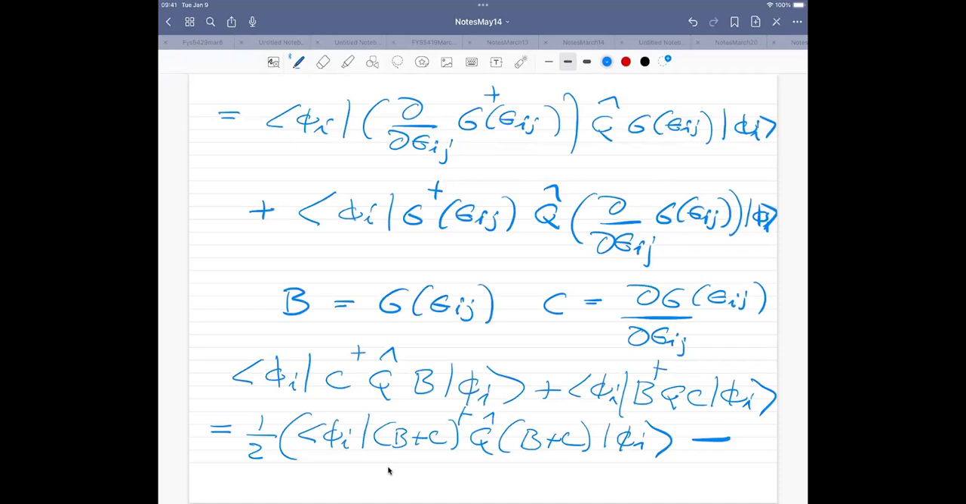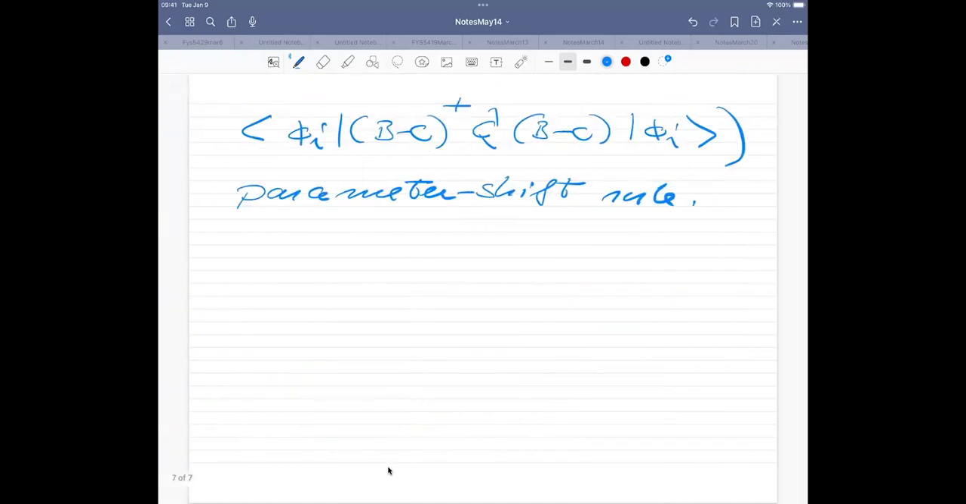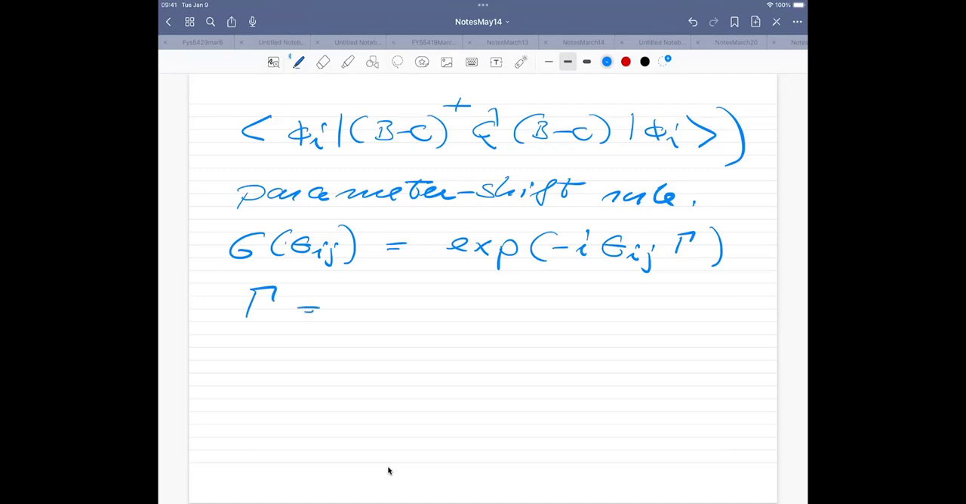When I do that, the other thing we need to remind ourselves of is that these operations G of theta ij are typically given by a unitary gate operation, which is some exponential of minus i theta ij gamma, and gamma is a Hermitian operator, which in our case is given by the Pauli matrices: sigma x, sigma y, sigma z, and also the identity matrix.